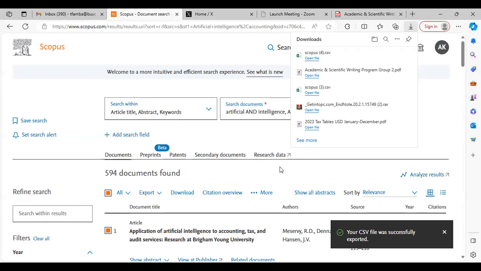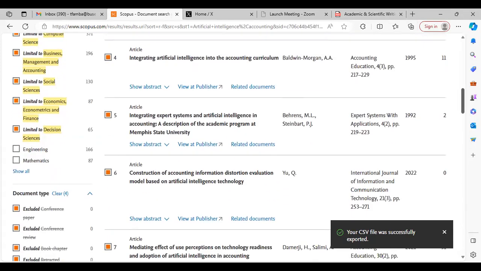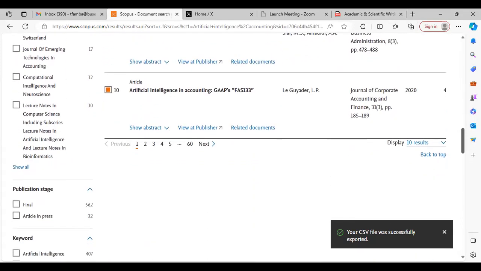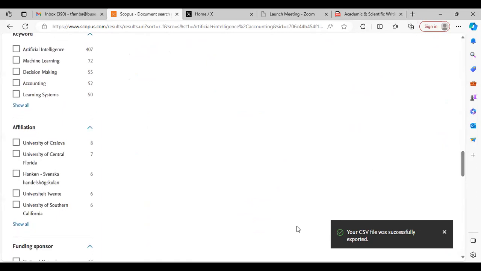Right. So now, since we've got bibliometric data for all these files, we can now start to do our analysis using VOSViewer.